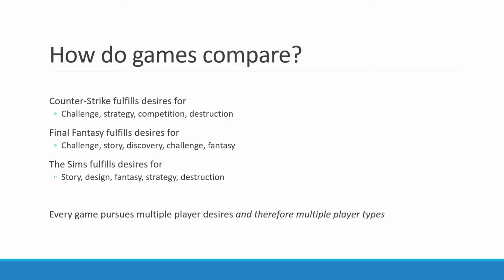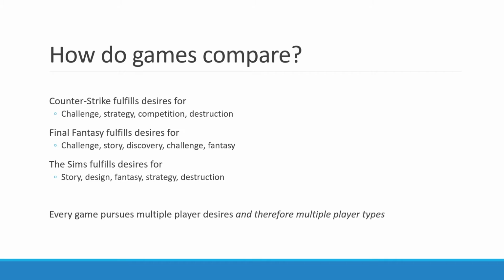For example, first-person shooters like Counter-Strike might fulfill desire for challenge, strategy, competition, probably not for fantasy or design, which puts them squarely in the lower right corner. A game like Final Fantasy tends to be a little harder to fit. It might fulfill desires for challenge, but also story, and also fantasy, and also discovery. It is kind of like a broader, larger kind of a game that fits in many places.